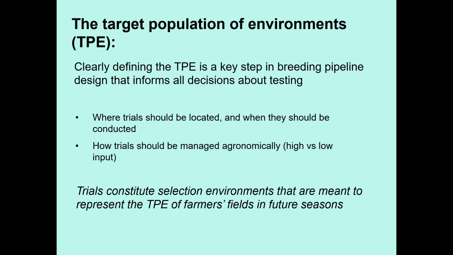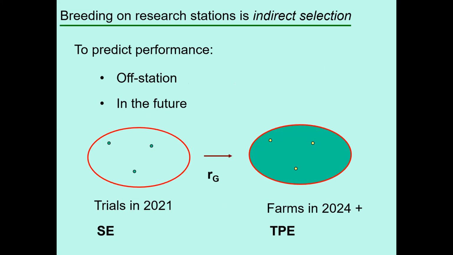And it's important to realize that your trials are not the TPE. Your trials are selection environments that are meant to represent the TPE of farmers' fields in future seasons. You use them for prediction. And that means that breeding testing is really an exercise in indirect selection. Your purpose of testing in the selection environment, say in the trials you're conducting in 2021 on the research stations in your testing network, is really to predict performance in farmers' fields a few years down the road.